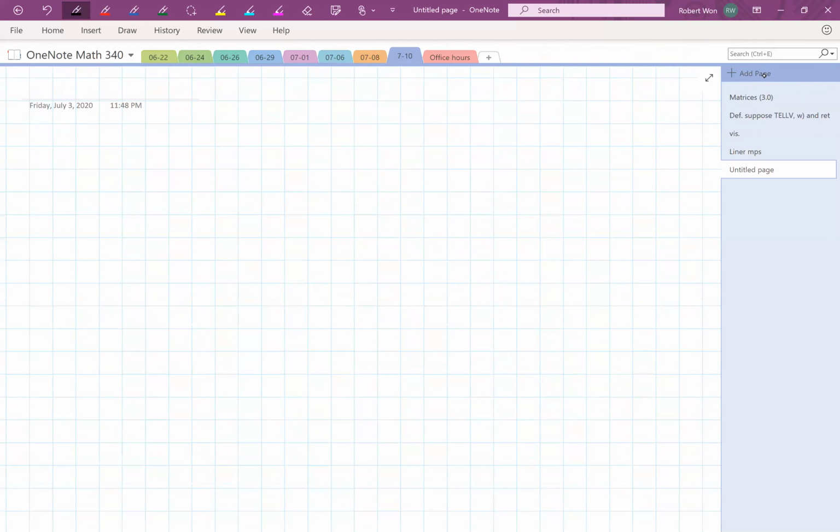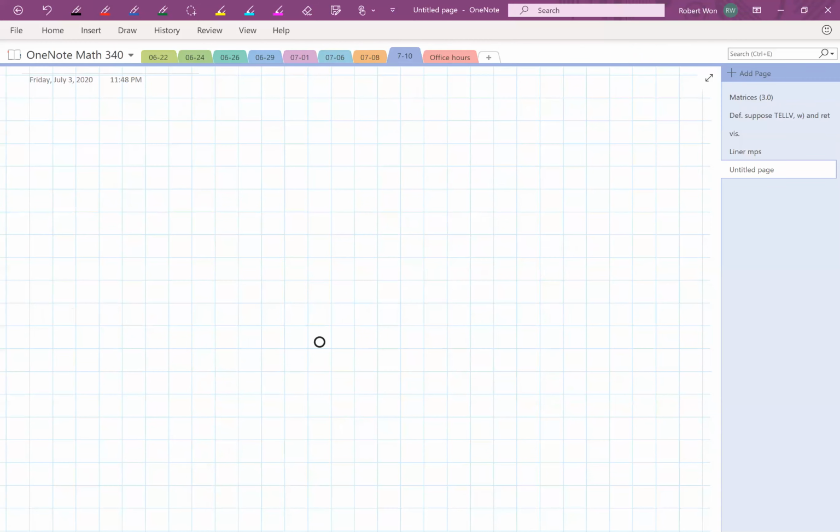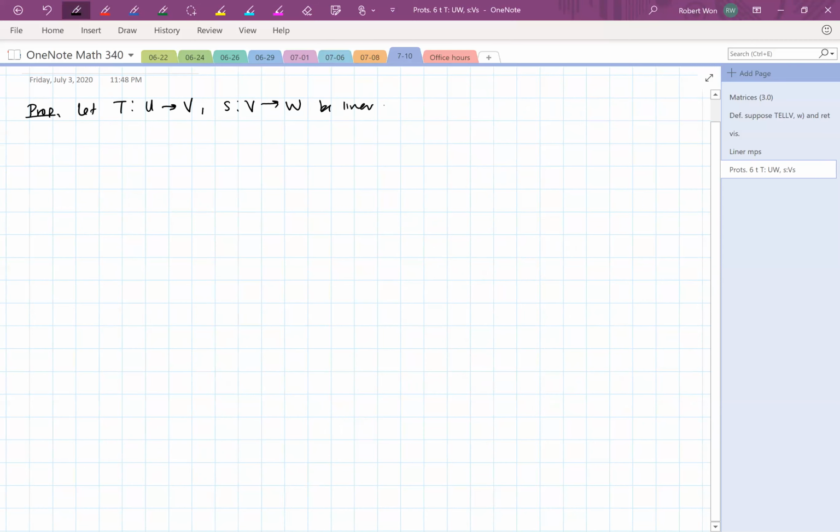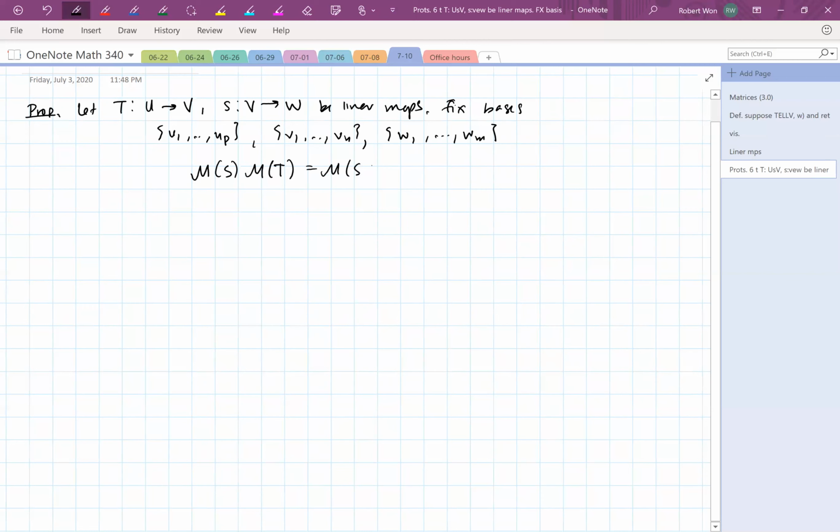Okay, so this definition is rigged to make the following proposition true. Let T be a map from U to V, S be a map from V to W, be linear maps, and fixed bases u1 up through up of U, v1 up through vn of V, w1 up through wm of W. Then with respect to these bases, multiplying the matrices for S and T gives you the matrix of the composition ST.